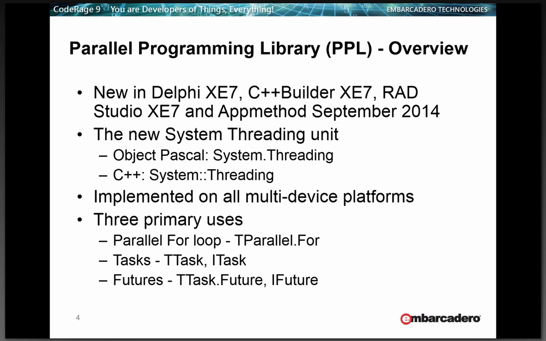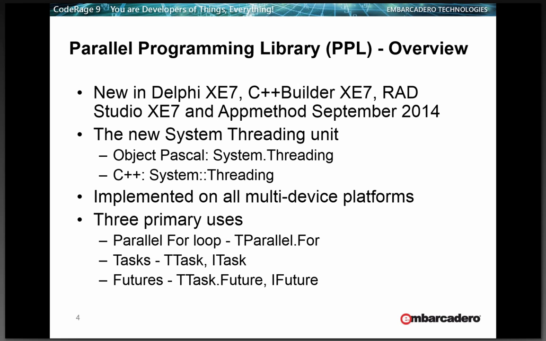So maybe then we'll switch over to the parallel programming library that you've implemented and that is part of, again, the latest releases of our products. As you mentioned, there's this new unit with the interfaces in Object Pascal and C++ as well with the system threading namespace. In Object Pascal, the unit namescope is System.Threading. It's the same library with the same capabilities on all four platforms we support: Windows, Mac, iOS, and Android?